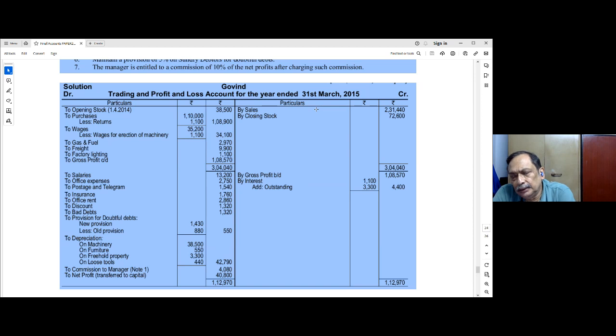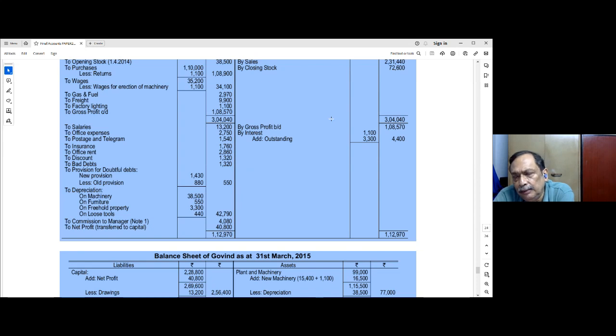So next part, we have brought forward the gross profit. Then we have taken interest earned, including outstanding, which is earned but not yet received. So total interest comes to 4,400. Then in the debit of the P&L, we're writing to salaries, to office expenses, to postage and telegram, to insurance, to office rent, to discount, to bad debt.